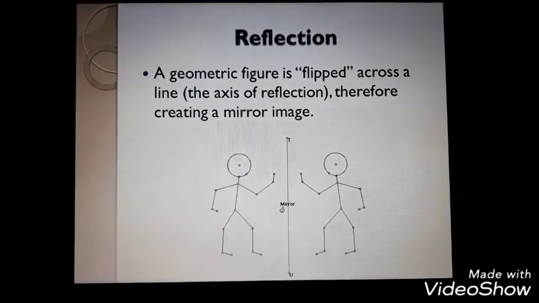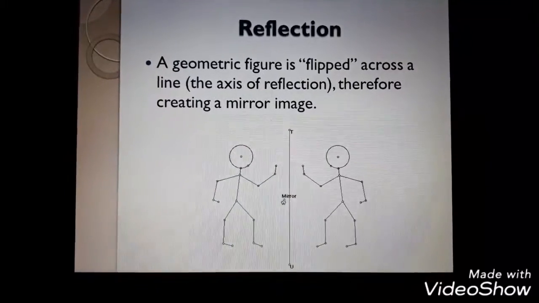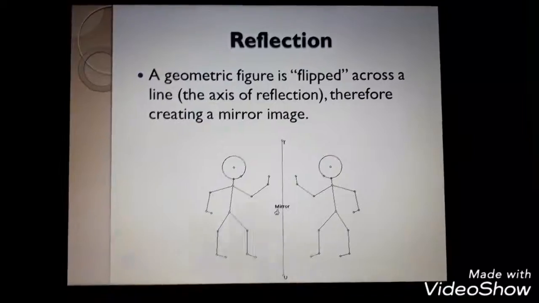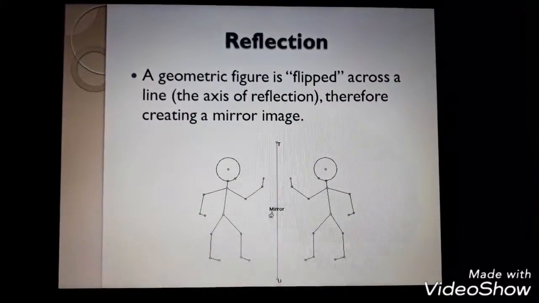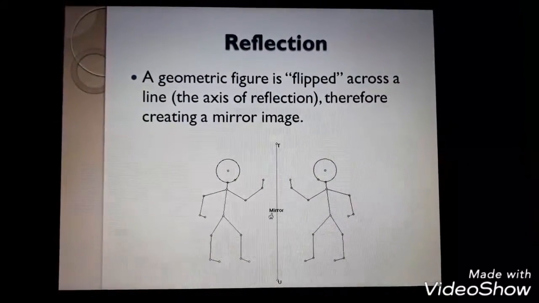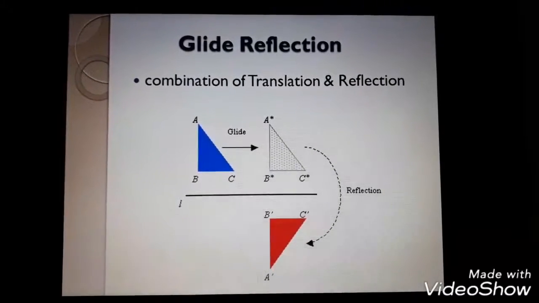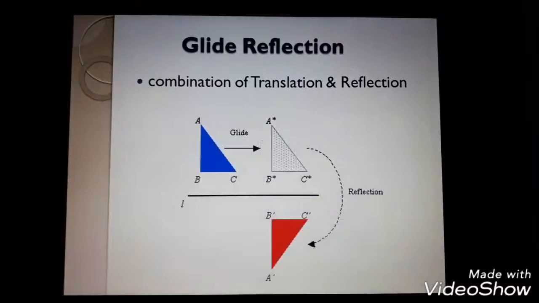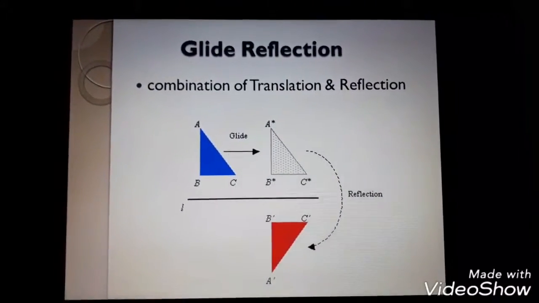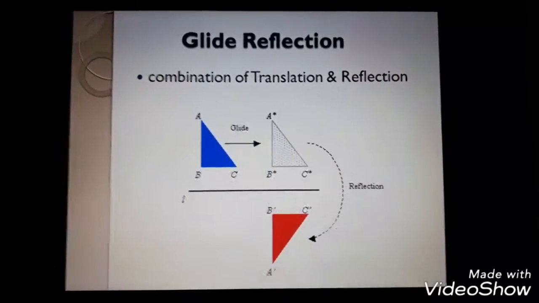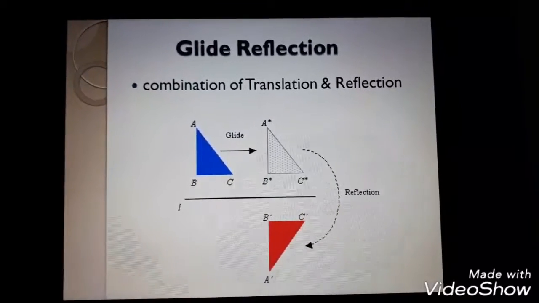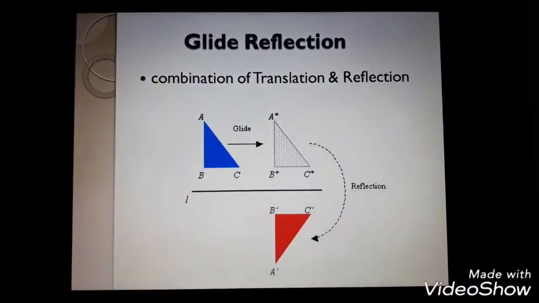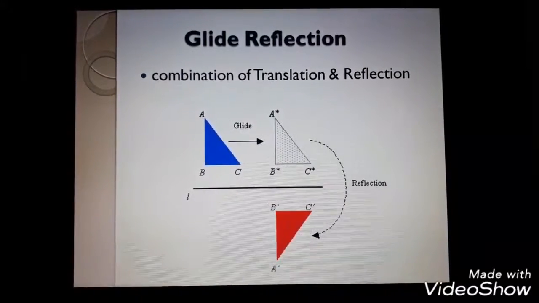Then we have reflection, in which a geometric figure is flipped across a line, the axis of reflection in other words, and therefore creating a mirror image. Lastly, we have glide reflection, which is the combination of a translation and reflection. So in a glide reflection, the translation is first performed on the figure, and then after that, it is reflected over a line.